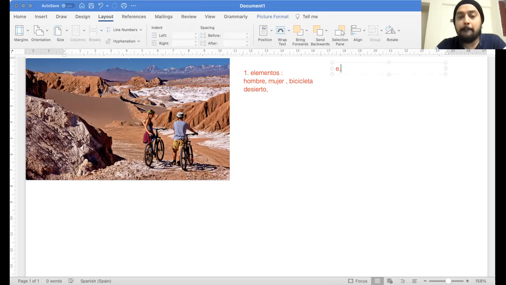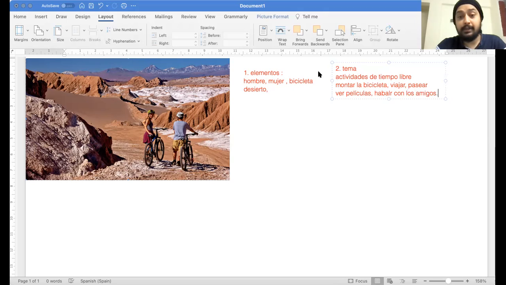Second part is what are they doing? ¿Cuál es el tema, the topic of the image? Actividades de tiempo libre. And you can mention different activities: montar la bicicleta, viajar, pasear, ver películas, hablar con los amigos.